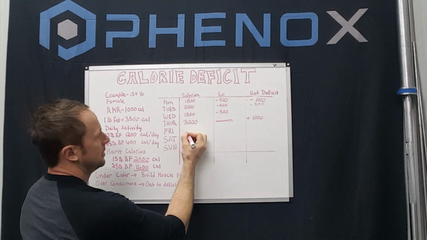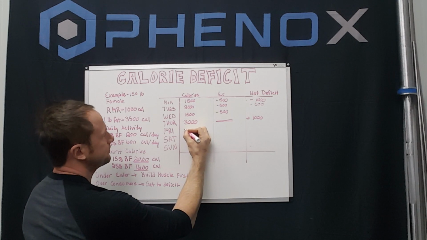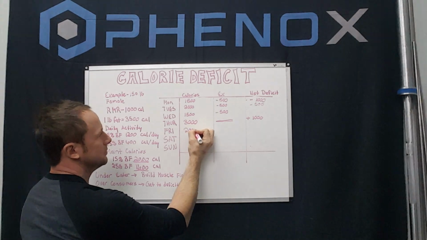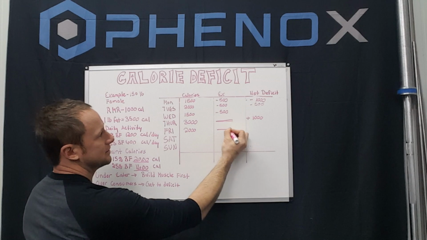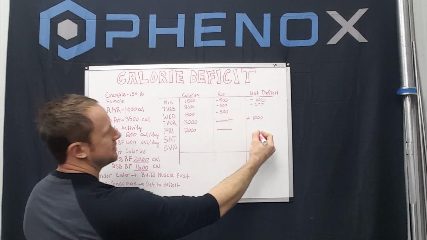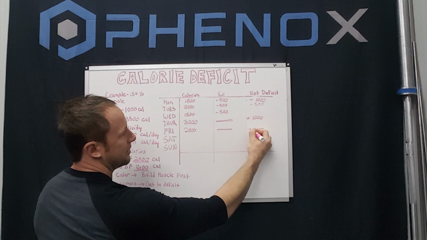Next day, Friday, you're hungover. You eat your maintenance level. You don't exercise. And you have zero deficit for the day. You're just kind of cruising.